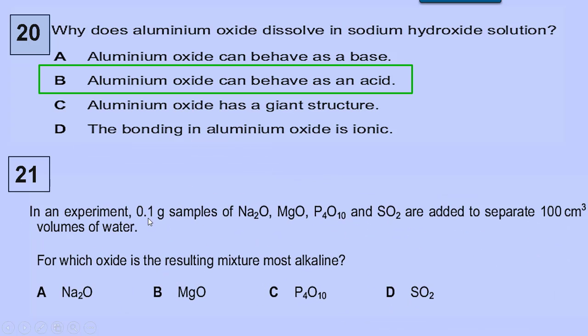In an experiment, 0.1 gram samples of sodium oxide, magnesium oxide, phosphorus pentaoxide, and sulfur dioxide are added to separate 100 cubic centimeter volumes of water. For which oxide is the resulting mixture most alkaline? Alkaline solutions, so we can exclude non-metal oxides like phosphorus pentaoxide and sulfur dioxide. And we have two choices here. Which metal oxide will produce the most alkaline solution? Of course, sodium oxide.